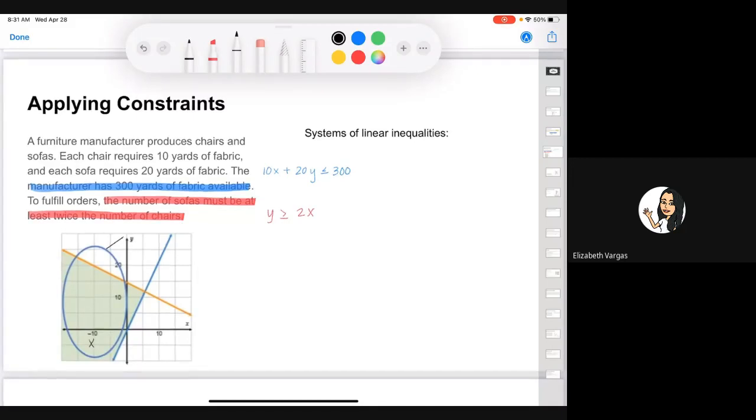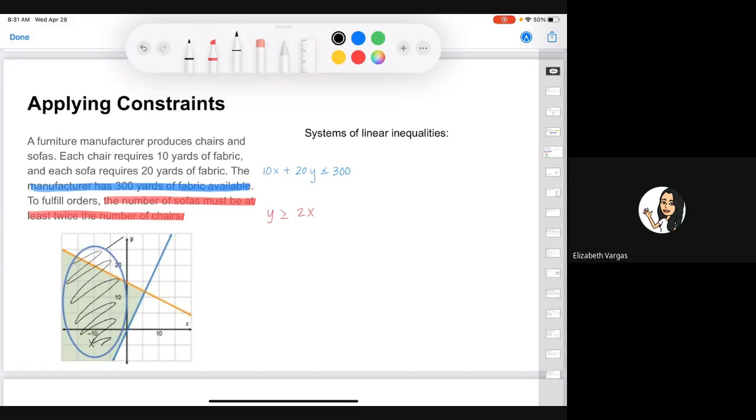And so this circled area actually tells us that we cannot use that region for a feasible area. Why is that? Because there cannot be a negative number of chairs, or a negative number of chairs and sofas, right? We want to have at least one chair, at least one sofa. We want that to be greater than 1.